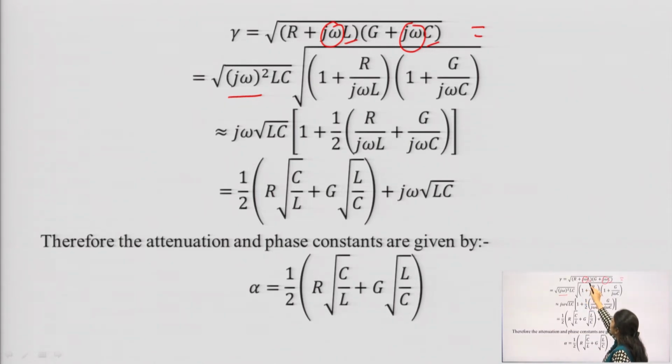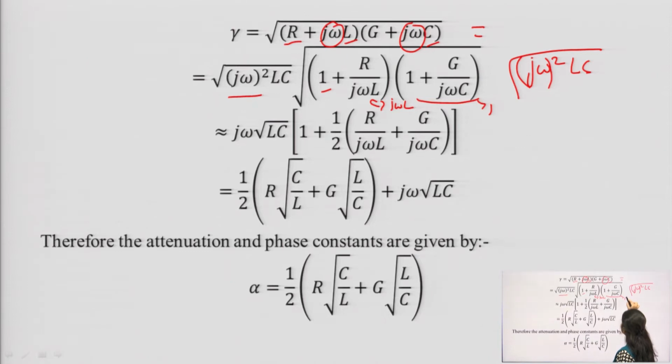The first term is j omega L divided by j omega L, so this expression will be equal to 1, and this will be R upon j omega L. And because we have already multiplied the complete equation with the under root of j omega square L C, we have to divide that also with under root j omega square L C. So, the first expression will be divided by j omega L and the second expression will be divided by j omega C. When divided by j omega L, we get 1 and R upon j omega L. Similarly, j omega C divided by j omega C, the resultant will be 1, and G divided by j omega C, the resultant will be G upon j omega C.